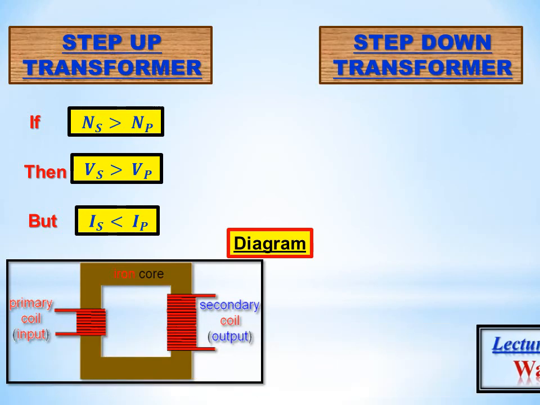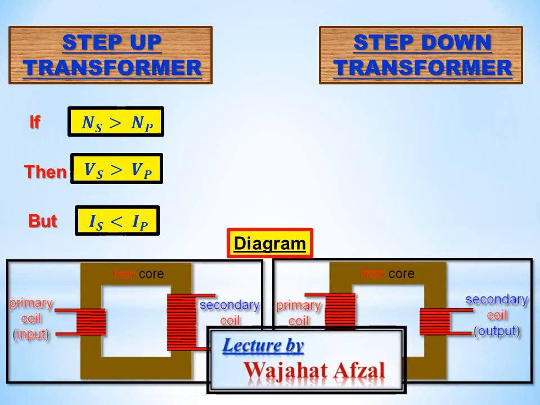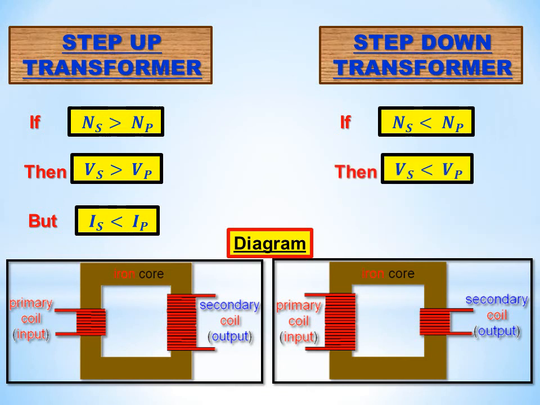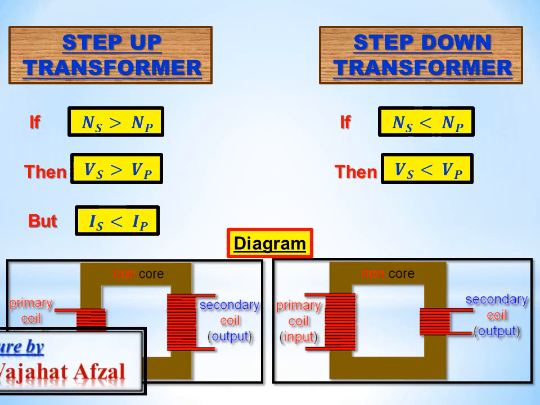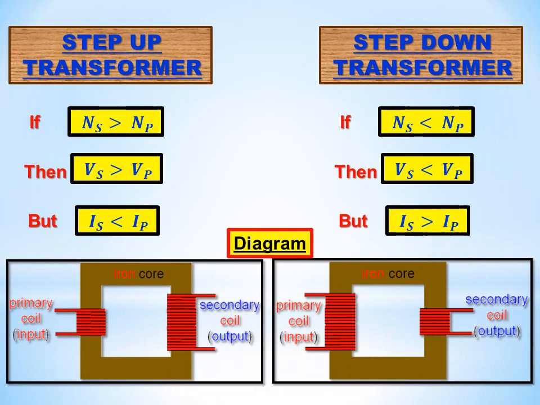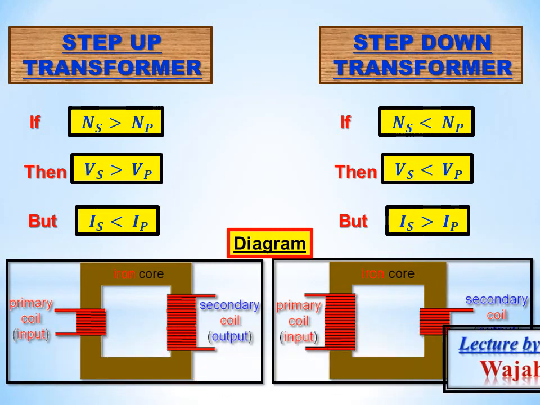Similarly, the second type of transformer is the step-down transformer, where the number of turns of the secondary coil is less as compared to the primary coil, so NS is less than NP, and the induced EMF produced in the secondary coil is also less as compared to the primary coil, but the current in the secondary coil is greater as compared to the primary coil, because it does not hold or obey Ohm's law.